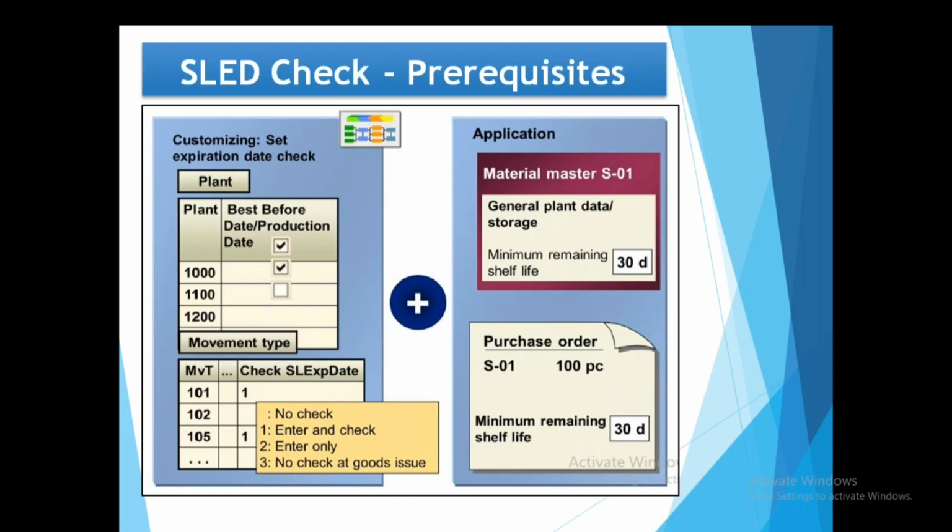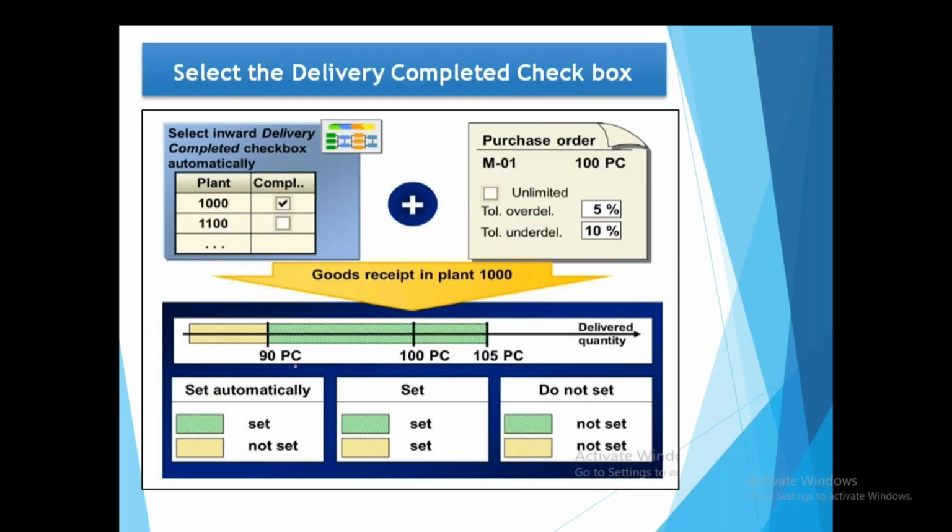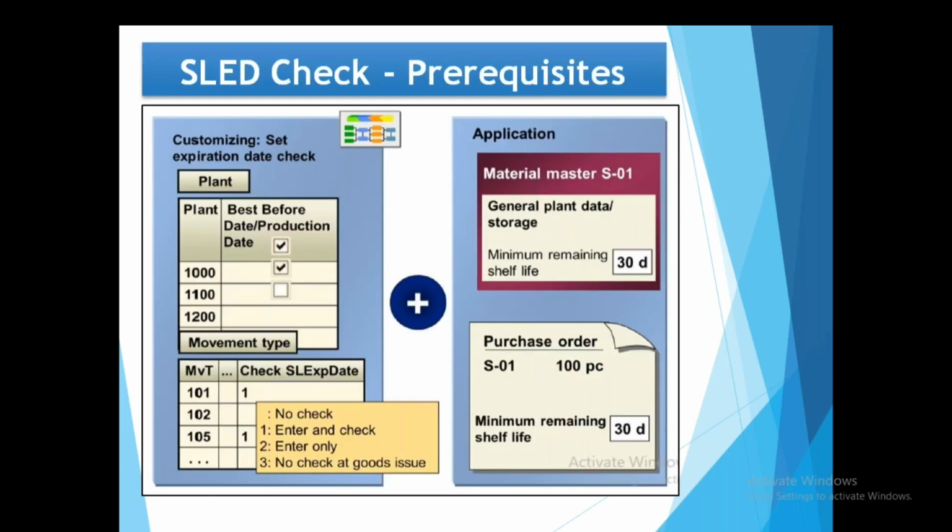Either you can do it manually, or you can do it automatically by defining the over delivery and under delivery tolerances in the purchase order. Okay, so now the next one we will be discussing is SLED, shelf life expiration date check. You can have both minimum remaining shelf life and expiration date check in the material master.